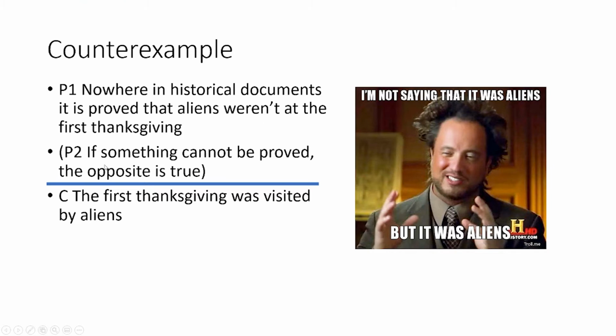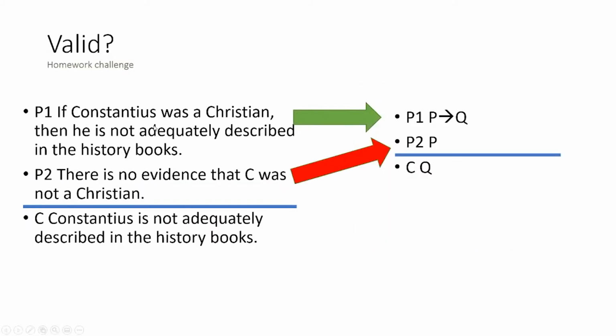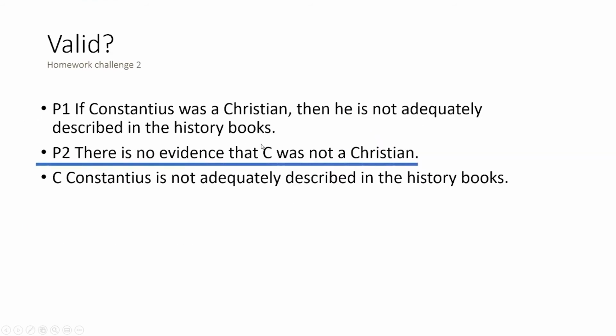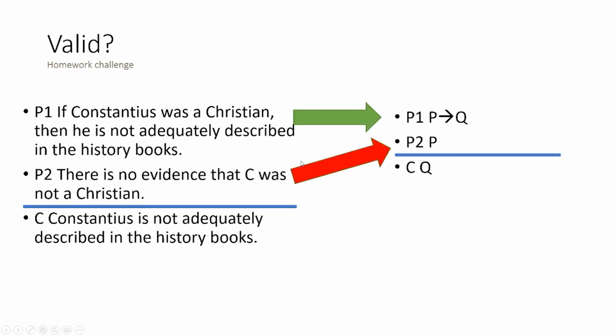If we do say that yes, P2 is true, that would lead to very silly conclusions, that we're able to say that aliens would have visited that historical Thanksgiving dinner because we can't prove that they weren't there. And the same applies to the Constantius example. The fact that we can't prove that he's not something doesn't mean that he was that thing.